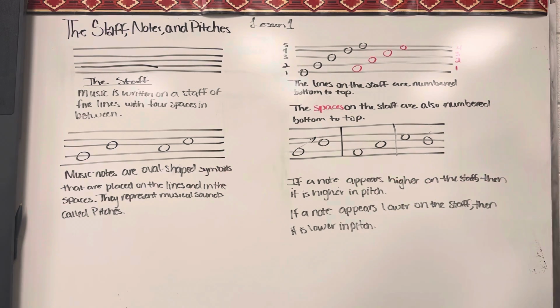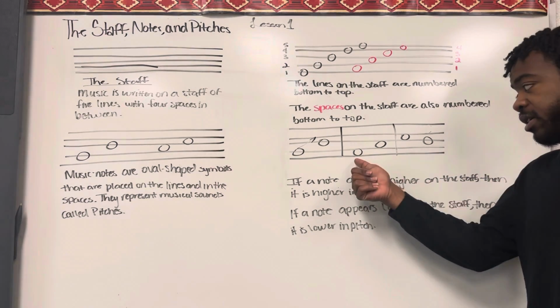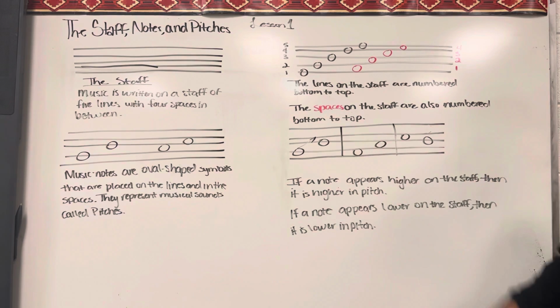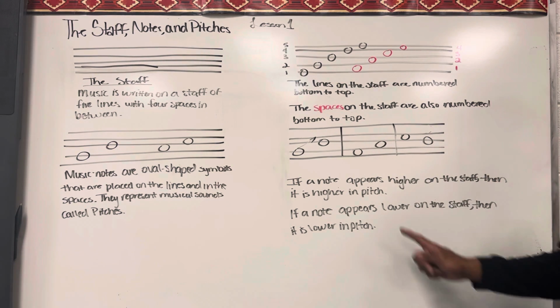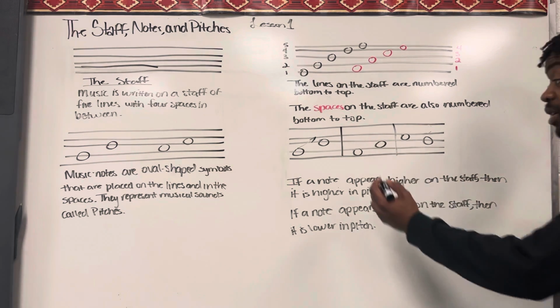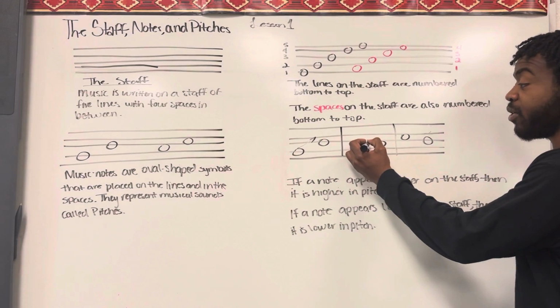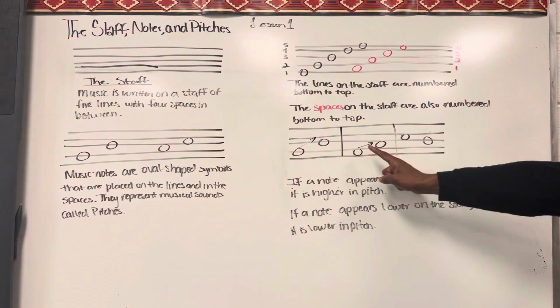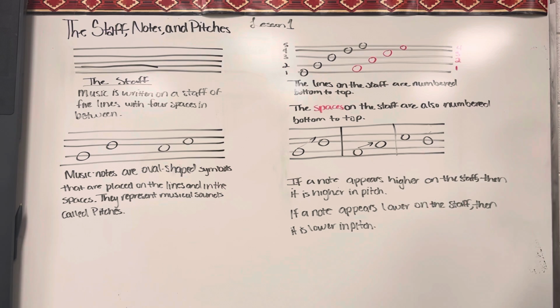Let's try this one. Okay, let's go to the middle. This is on space 1. The second note is on space 2. Well, space 2 is higher than space 1. So again, I can draw me an arrow going up, saying that the note is higher. The second note is higher than the first note.